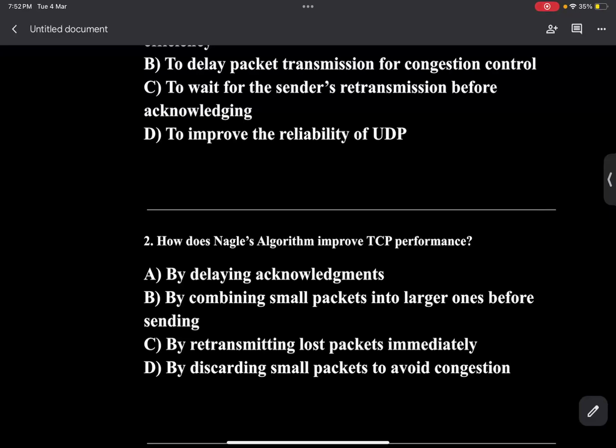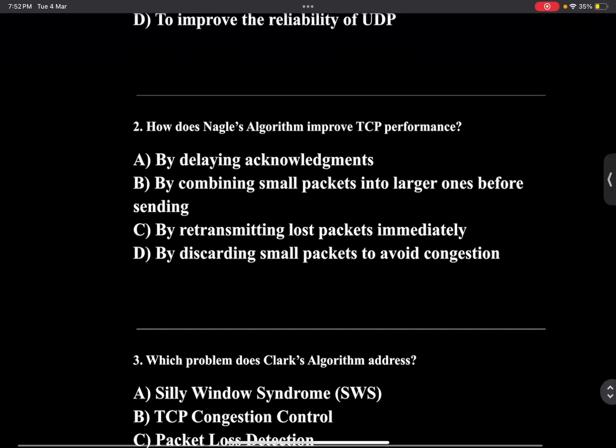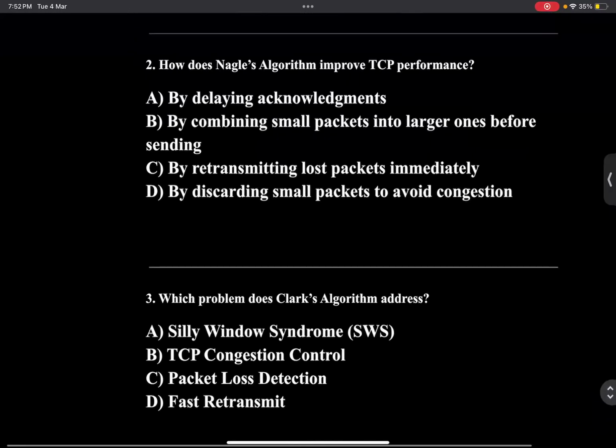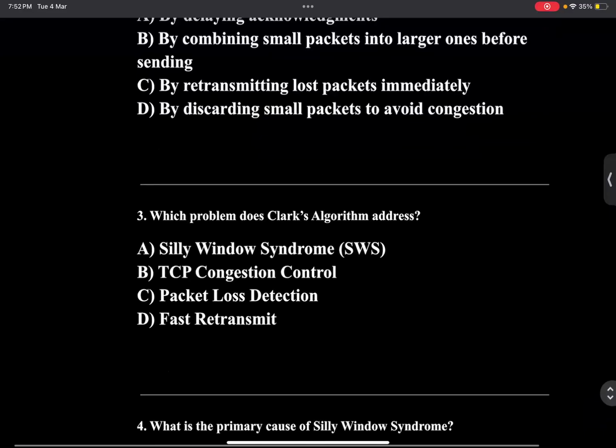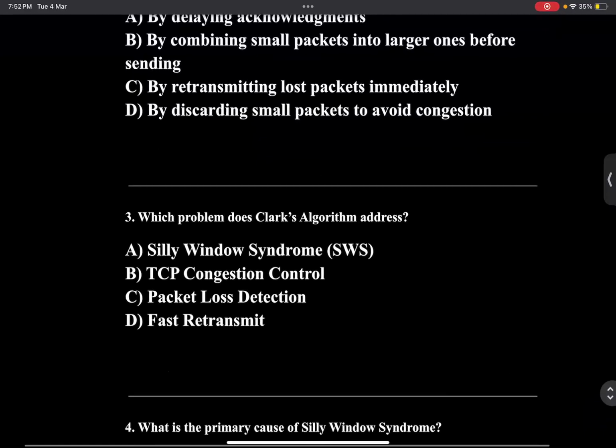Absolutely correct, everyone. It's 2B, by combining small packets into larger ones before sending. Which problem does Clark's algorithm address? Simple only. Everyone is correct here.